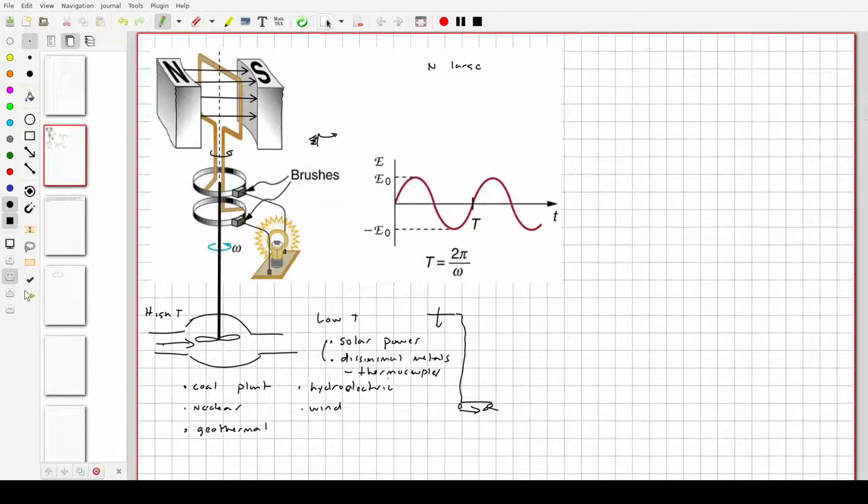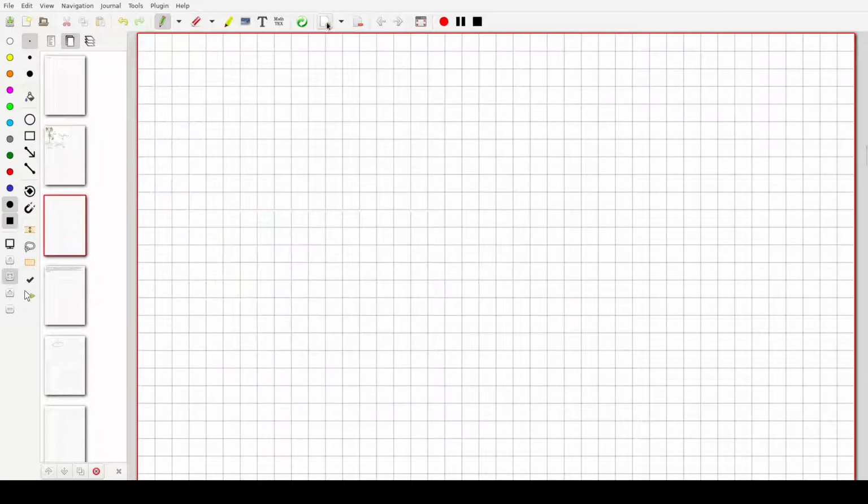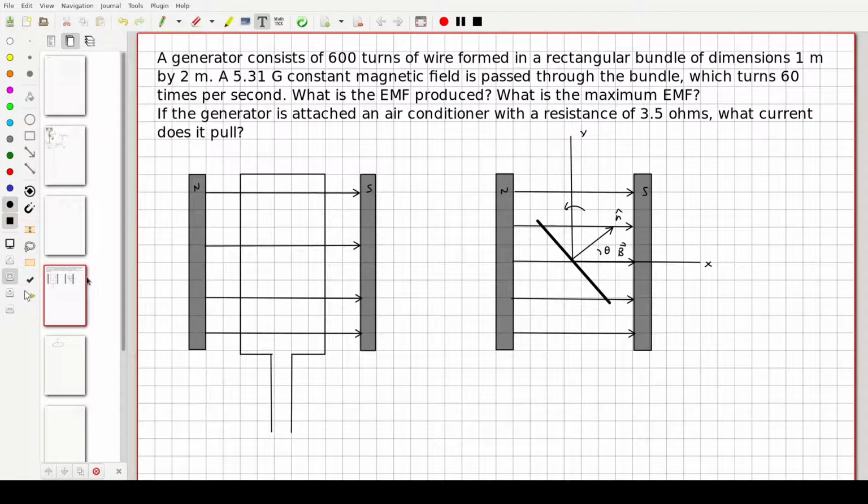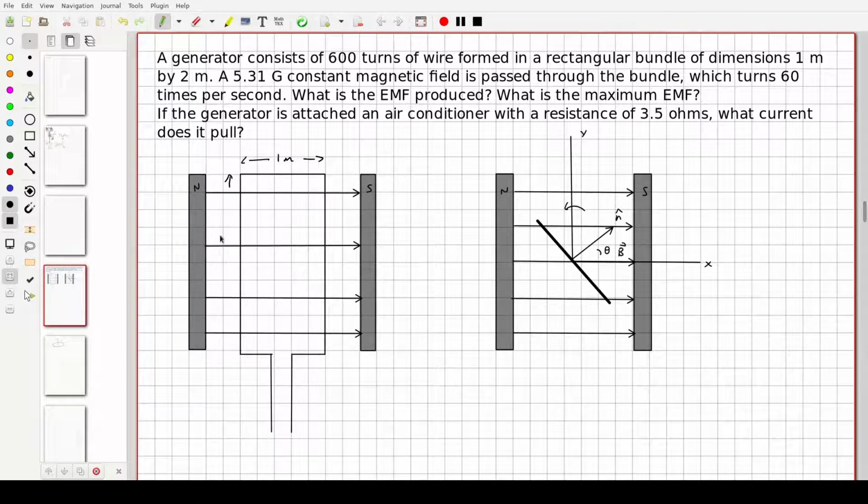And to do the physics of this, let's actually take a look at a problem. I want you to imagine a generator, and the generator consists of a rectangular loop of wire. Basically, it's a bundle of about 600 turns of wire that's been hammered out into a rectangle. And it has the dimensions of 1 meter by 2 meters, like this. So the area is 2 square meters.